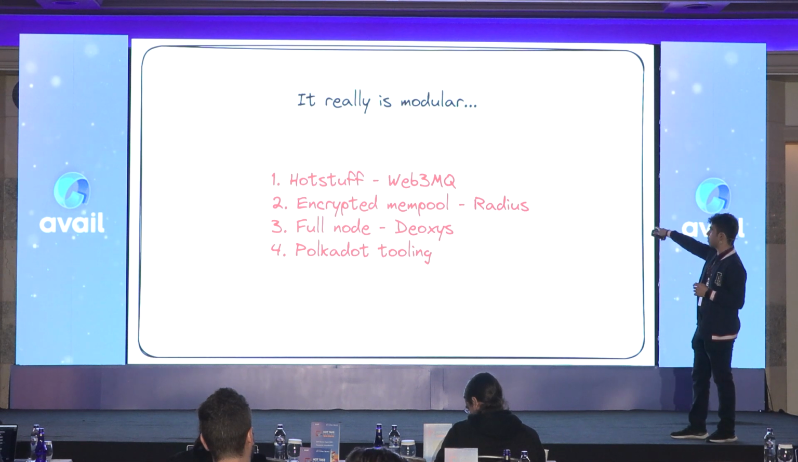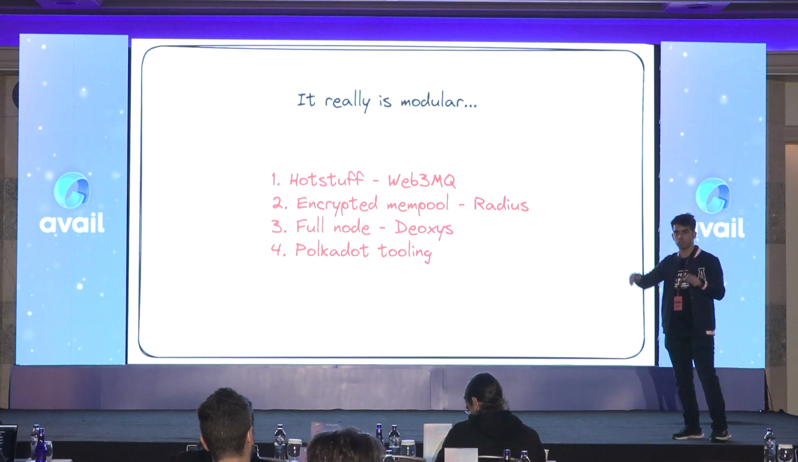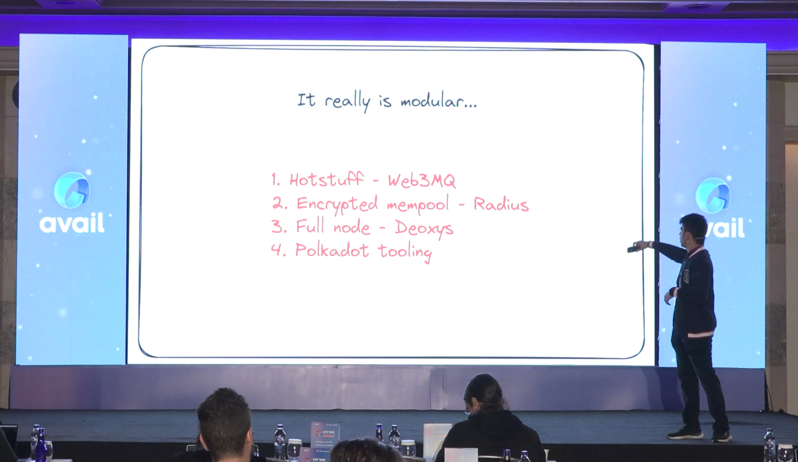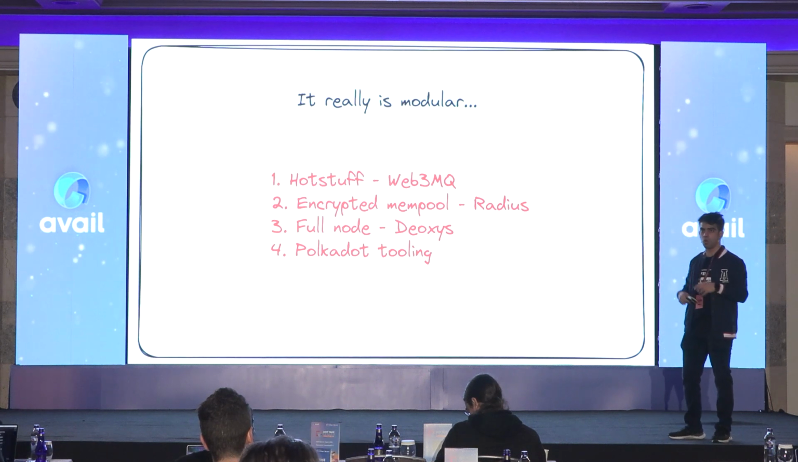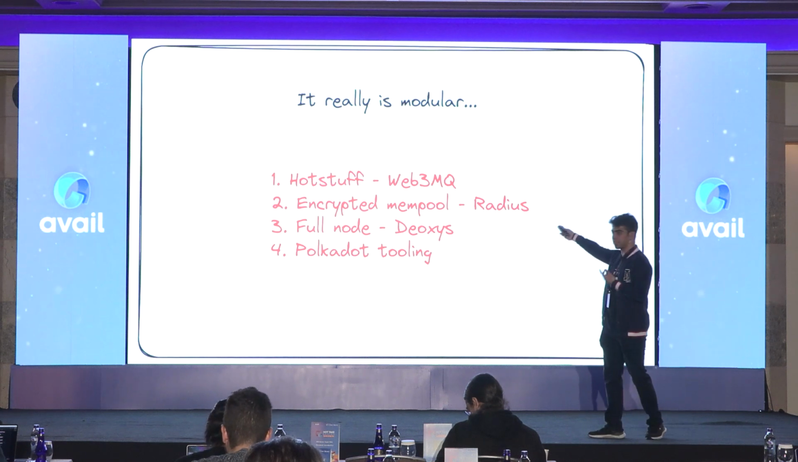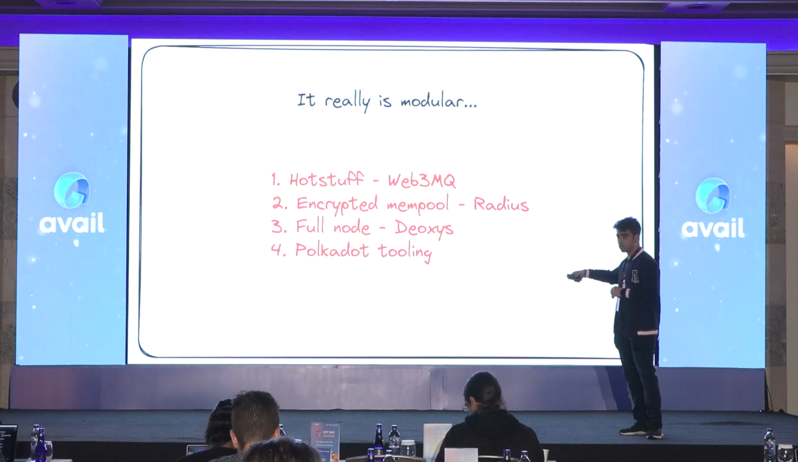Some of them, for example, Web3MQ, has a very close implementation of HotStuff for Madara. So if you want your app chain to have HotStuff, you can just use it out of the box. Radius is a shared sequencing company that built an encrypted mempool. So if you want your chain to have encrypted transactions, like no MEV, that's probably your go-to choice for today. We have Deoxys, who's building a full node with the Madara stack.